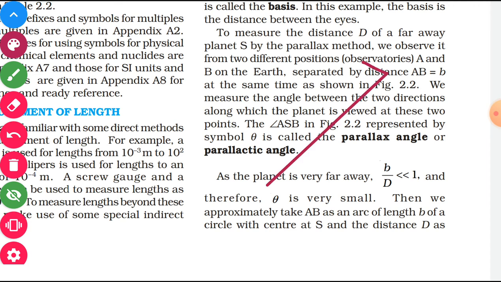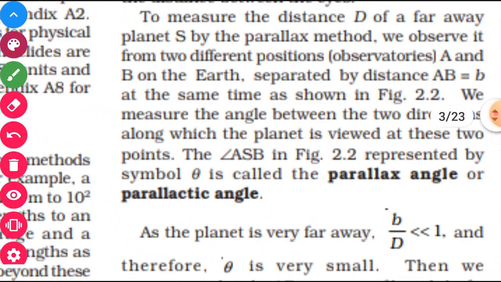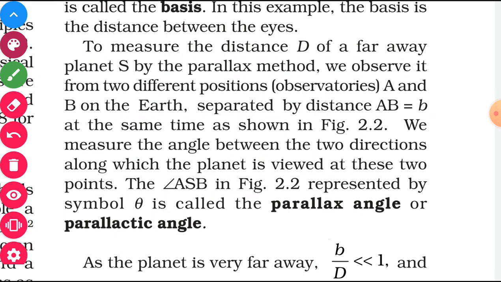We will observe that planet by having two different points of observation, A and B, on the earth, separated by distance b. So what you are doing here, say for example, this is the earth. That is explained in the different figure. Now you want to measure the distance of this planet. This is your planet. You want to measure the distance.